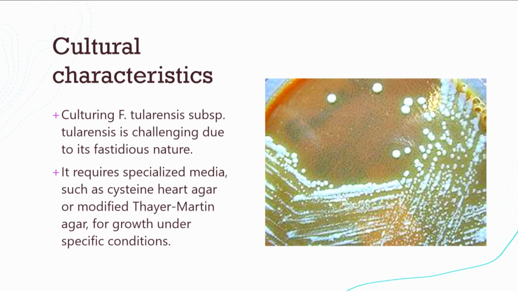F. Tularensis subsp. Tularensis can be challenging to culture due to its fussy requirements. Nonetheless, cysteine heart agar and modified Thayer-Martin agar, both specialized media, can provide the optimum conditions for the bacterium to proliferate. Diagnostic testing can be done on the appropriate culture medium to verify the presence of this subspecies, thus ensuring a successful cure of the infectious agent.